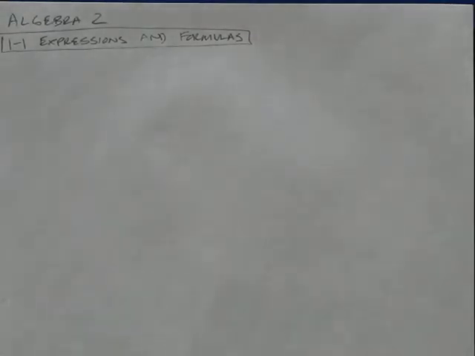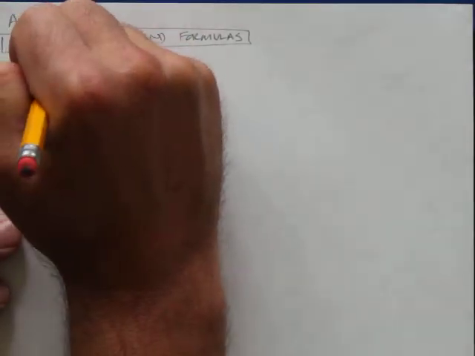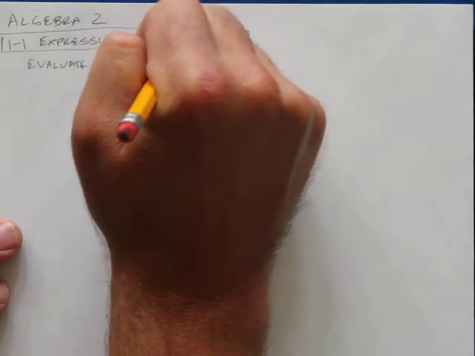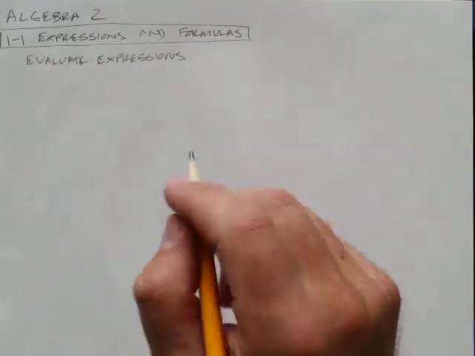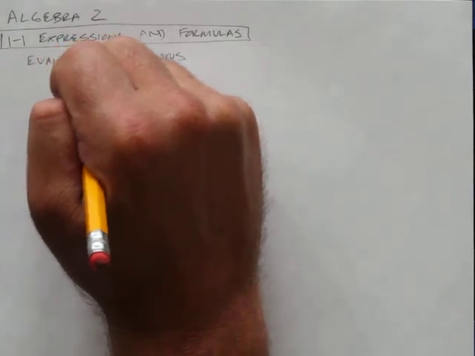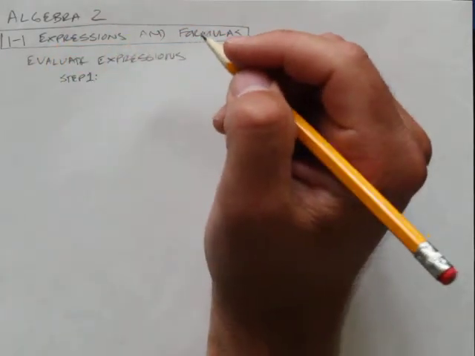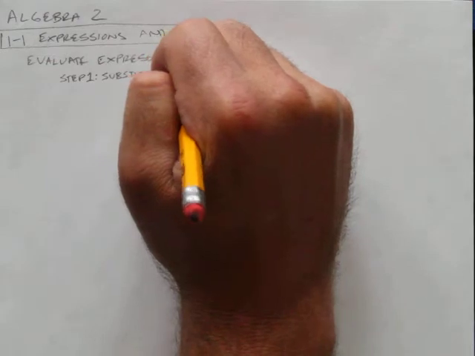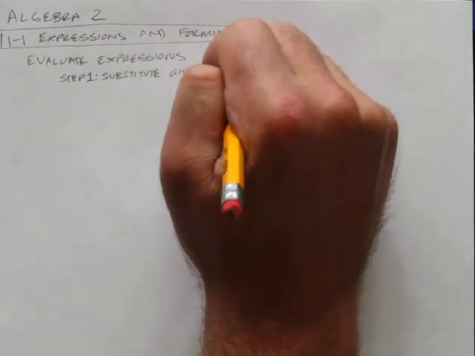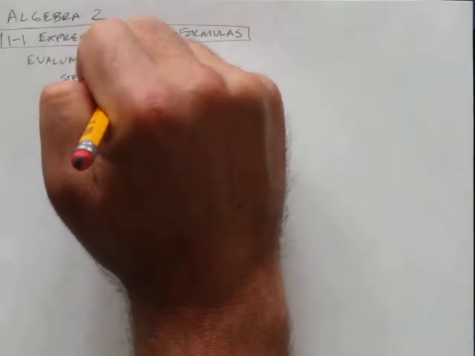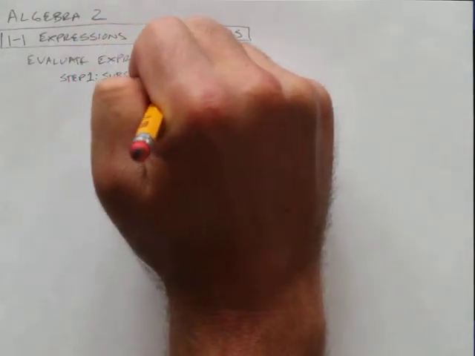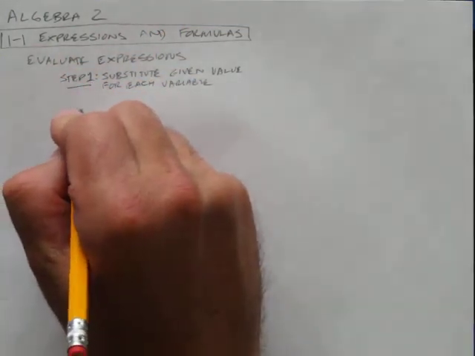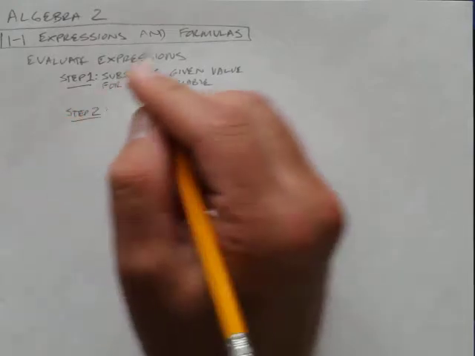All right, first we're going to look at how to evaluate expressions. So you have a box that looks like this. And step 1 is going to be to substitute the given value for each variable. And that's step 1. Step 2 is PEMDAS.